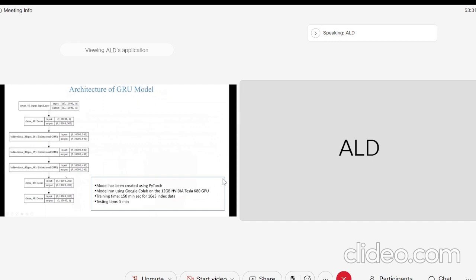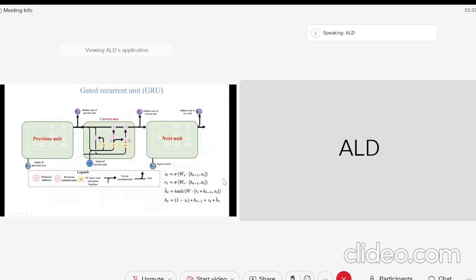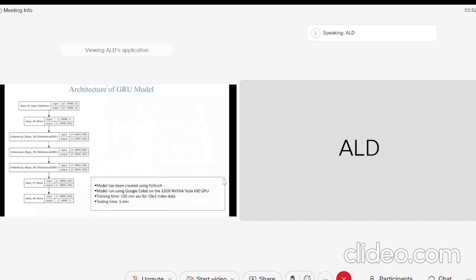So this is the GRU unit. There is the previous unit and the current unit, and based on these we can go for the next inputs. So this is the basic algorithm of our GRU. So this is our model.